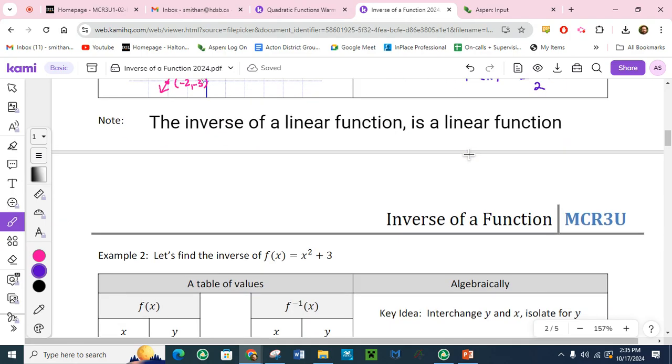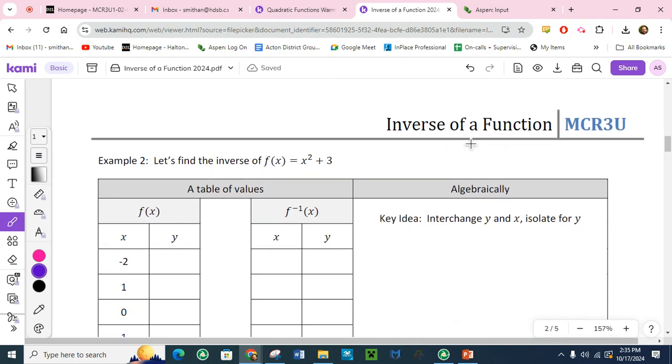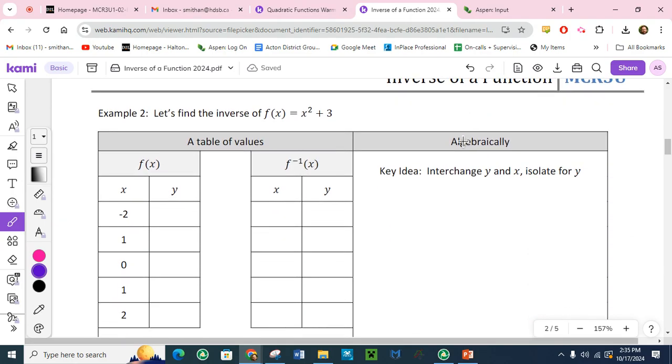Now, we're starting off with not too bad of a quadratic function. I would say not very intimidating. Please forgive me, I also need to have that minus 1 there in the table. But let's find the inverse of x squared plus 3. And let's do the same order this time as well. Let's do the table of values. Let's see what that looks like on a graph. Then I'll have an interesting little tidbit to share with you guys. And then we'll do it algebraically and see what we get.